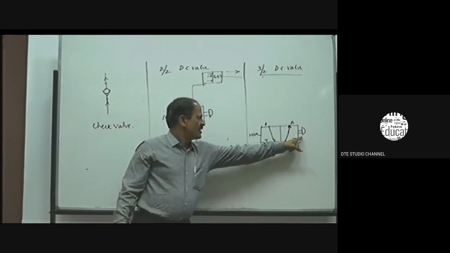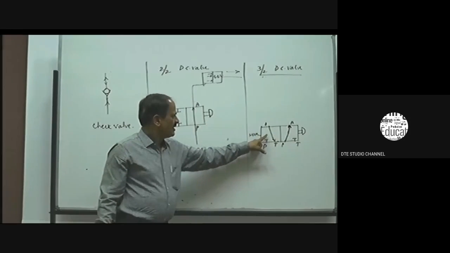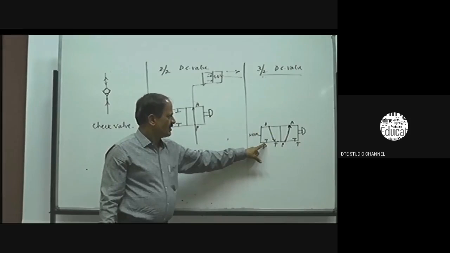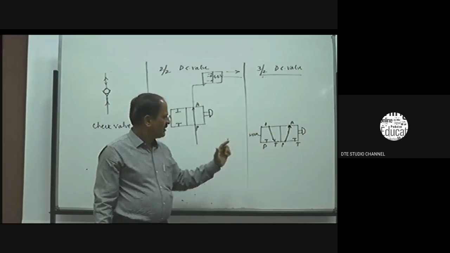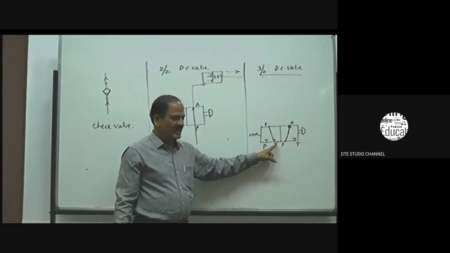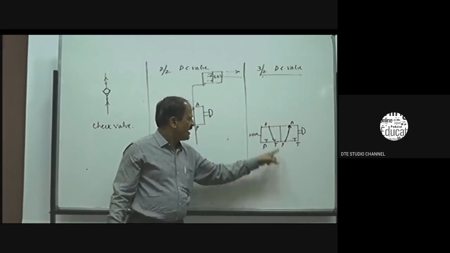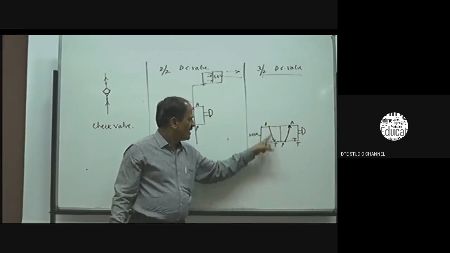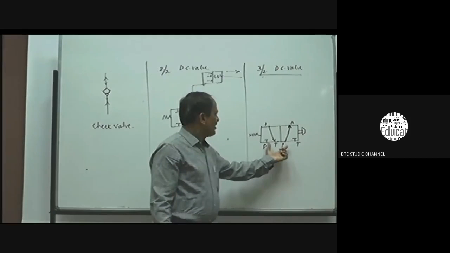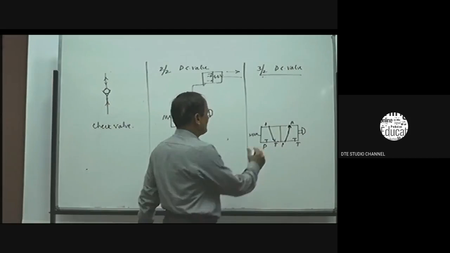So the second position means releasing of the push button. By releasing the push button, it comes to the second position. Port P is automatically closed by the sliding plug, whereas T is open. When T is open, the fluid present in the actuator comes back from A to T to the reservoir. So this is the type of 3x2 DC valve.